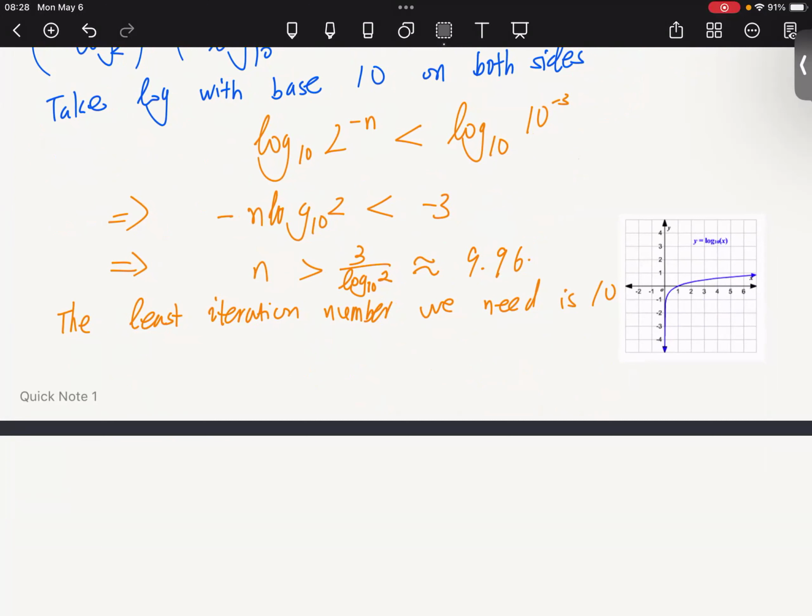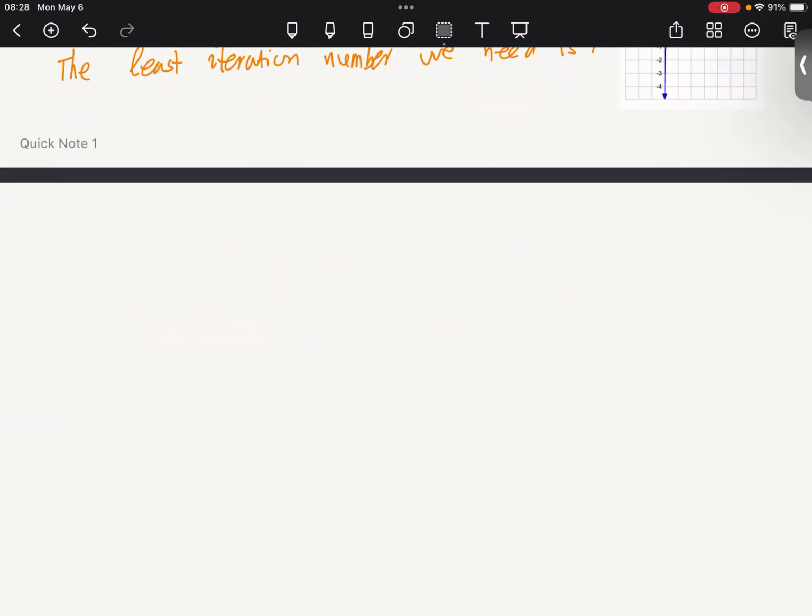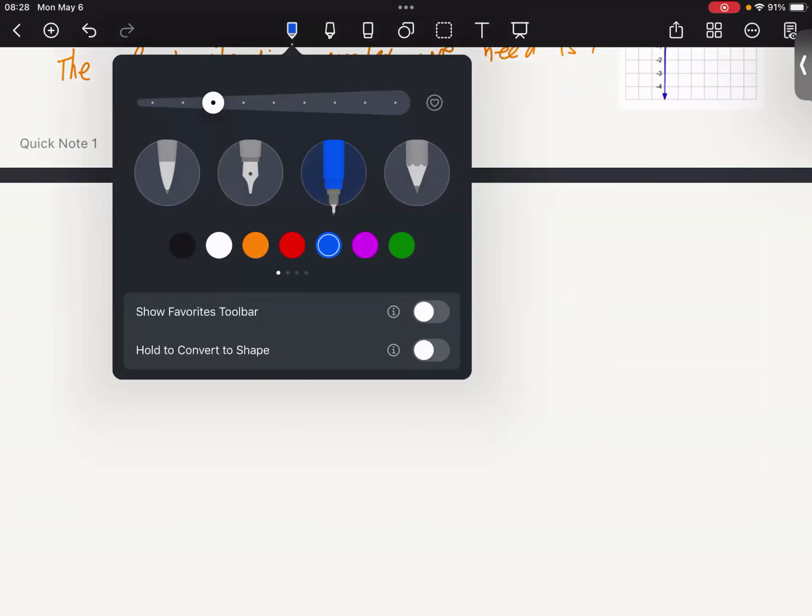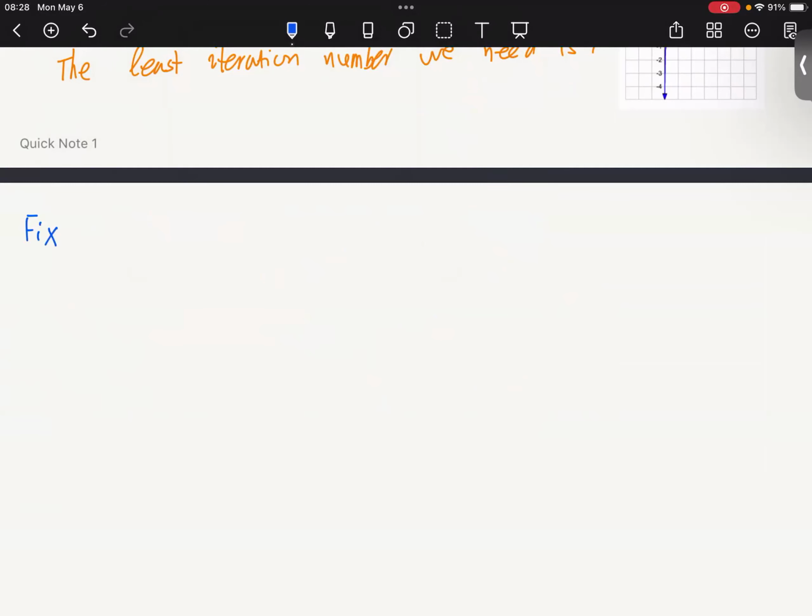The bisection method is good, but people found that there's a better method. It's called the fixed point iteration method, or fixed point methods. This is the next part. First, we need to get an introduction to the fixed point problem.